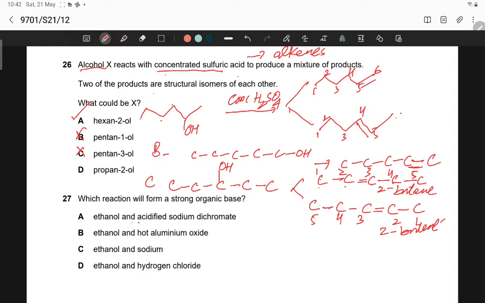Pentan-2-ol. So if we see propan-2-ol, this is again two products like this, and this is another, but the same structure is formed. So that's why this is also incorrect. So option A is correct.